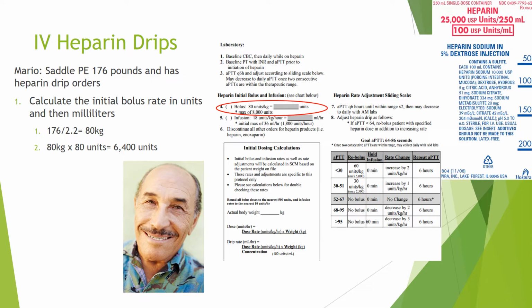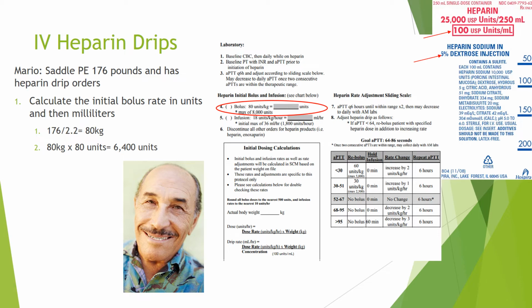So we've got this 6,400 units, but next you need to verify that this bolus dose is correct with another nurse. Have them check your math. And now you need to actually administer that bolus. Well, our heparin is available to us in a mixed bag of 5% dextrose. So we aren't just giving straight units of heparin. We need to see what the concentration is. So here we see that every milliliter of fluid in this bag will have 100 units of heparin.